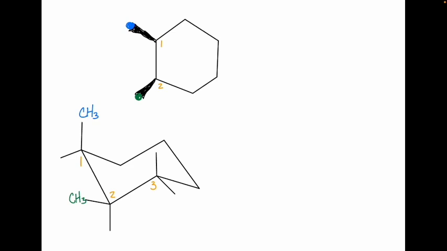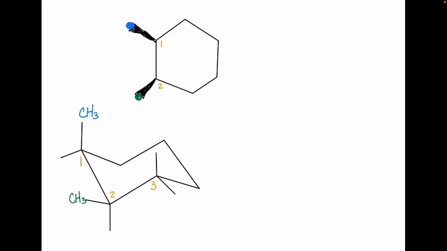So the bottom line is, just because it's a wedge doesn't mean it's axial, and it doesn't mean it's equatorial. You can't make it as simple as that. It's going to depend on what carbon you're talking about. So we can't just always say wedges are axial and dashes are equatorial. It doesn't work like that, right? In this case, both of these were wedged bonds. On carbon 1, it was the axial position, and on carbon 2, it was the equatorial position. Okay?